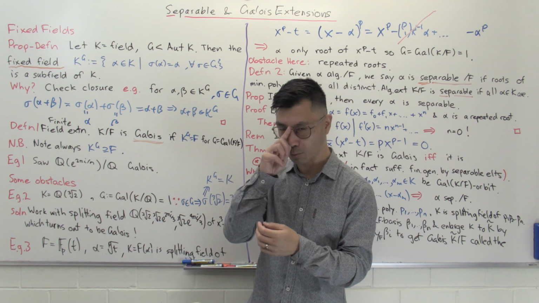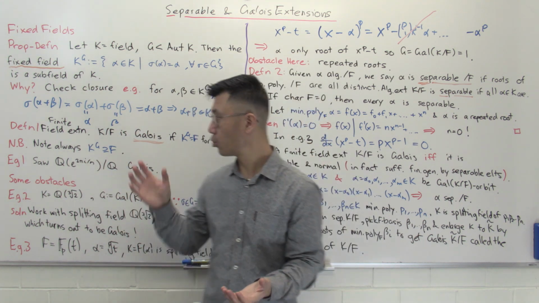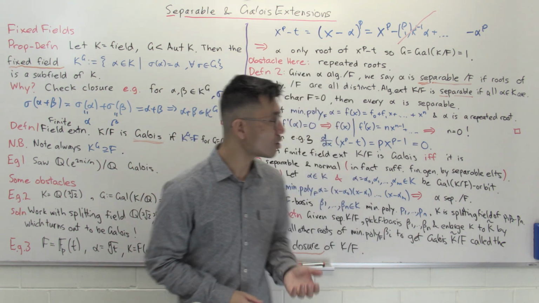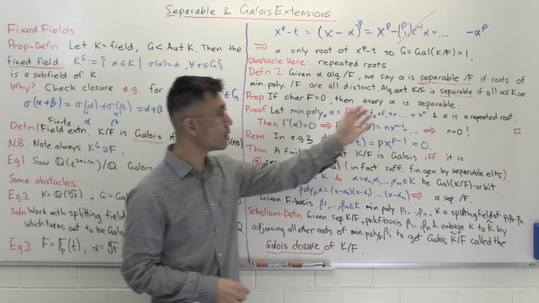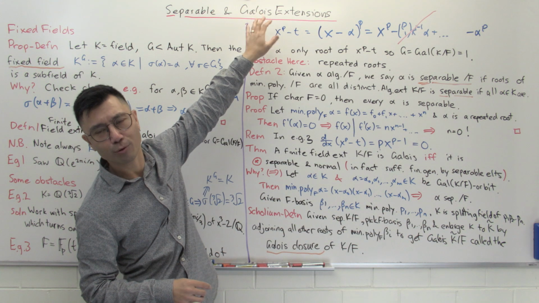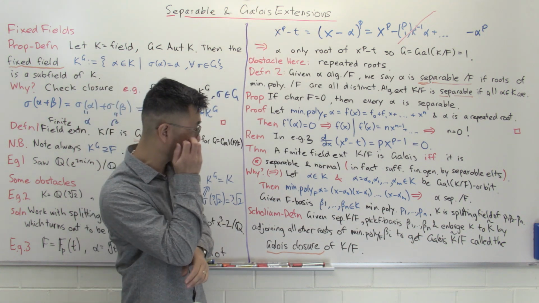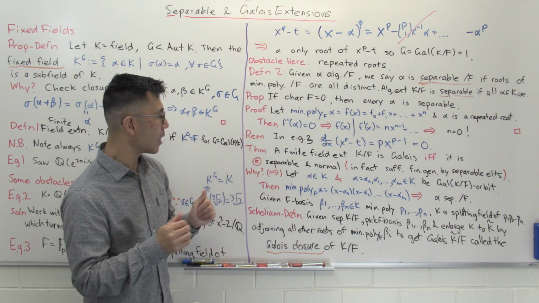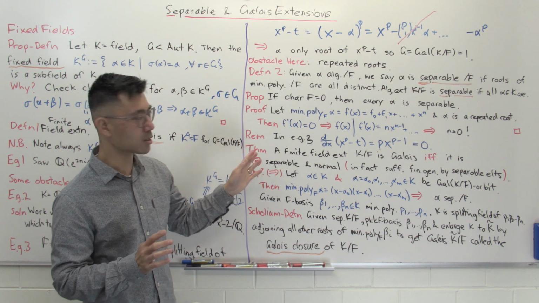Okay, that's the situation where you have enough symmetry to study the field extension. And then you have this situation called separability that we did basically to avoid this obstacle in this example 3 here. Okay, that's separability. So what's the theorem? This is a wonderful theorem.